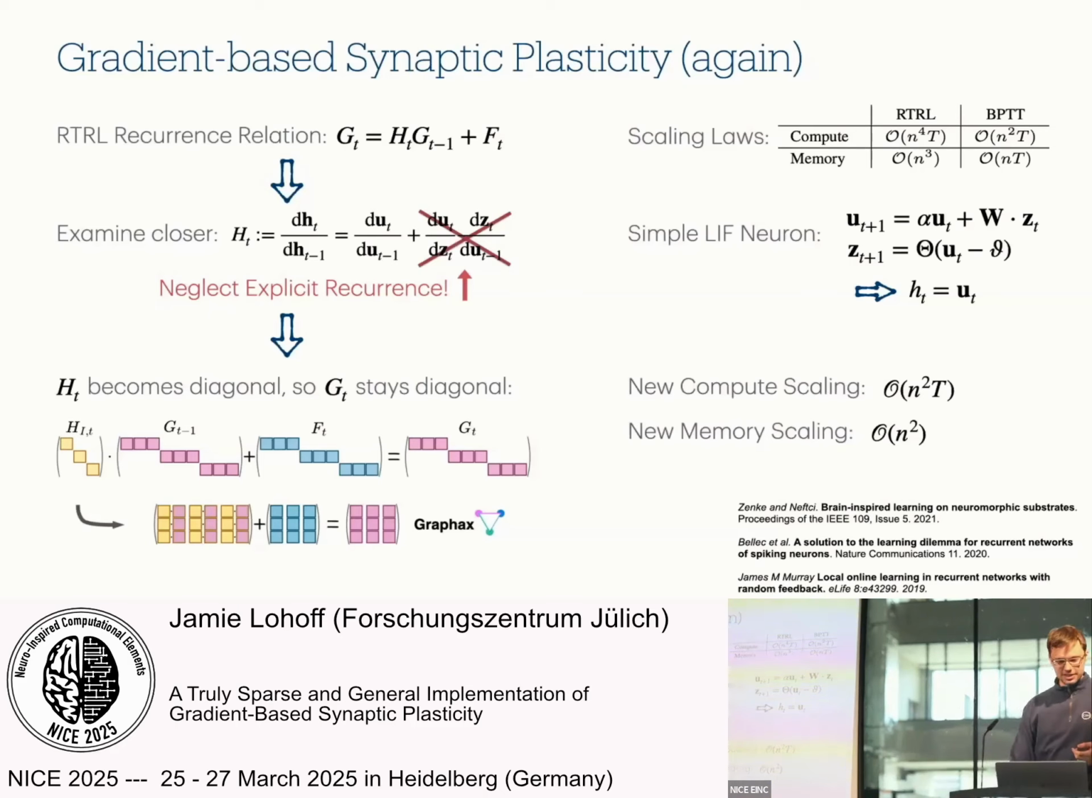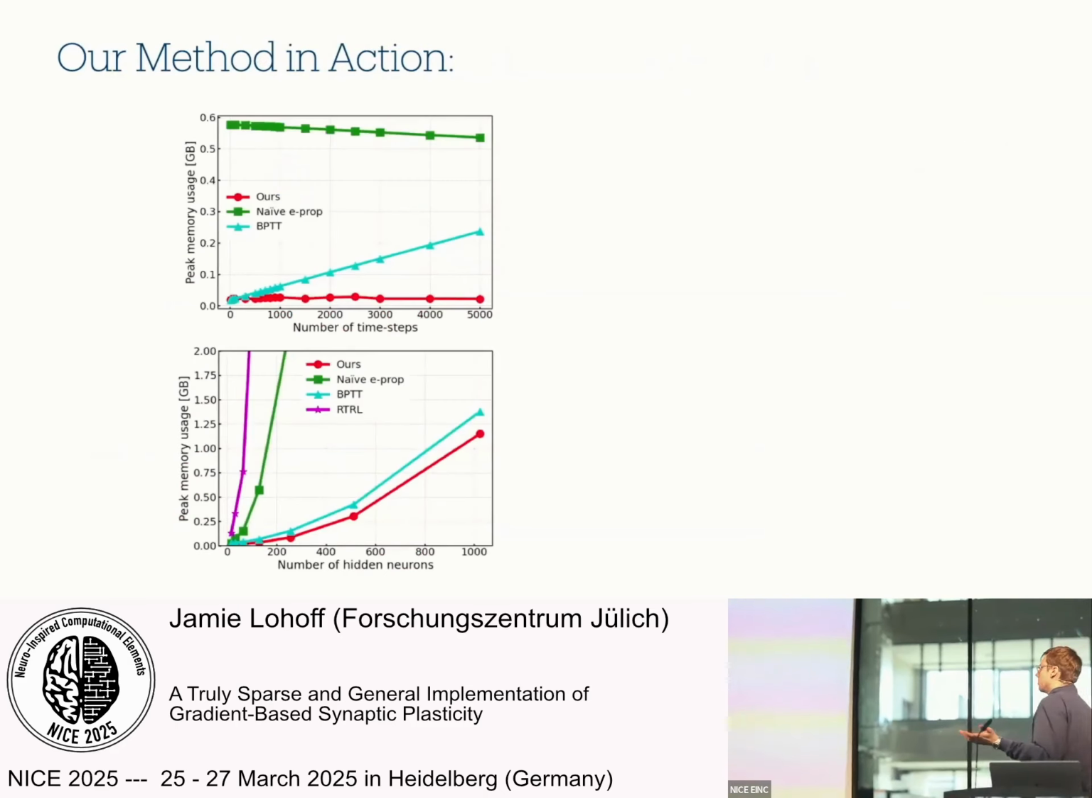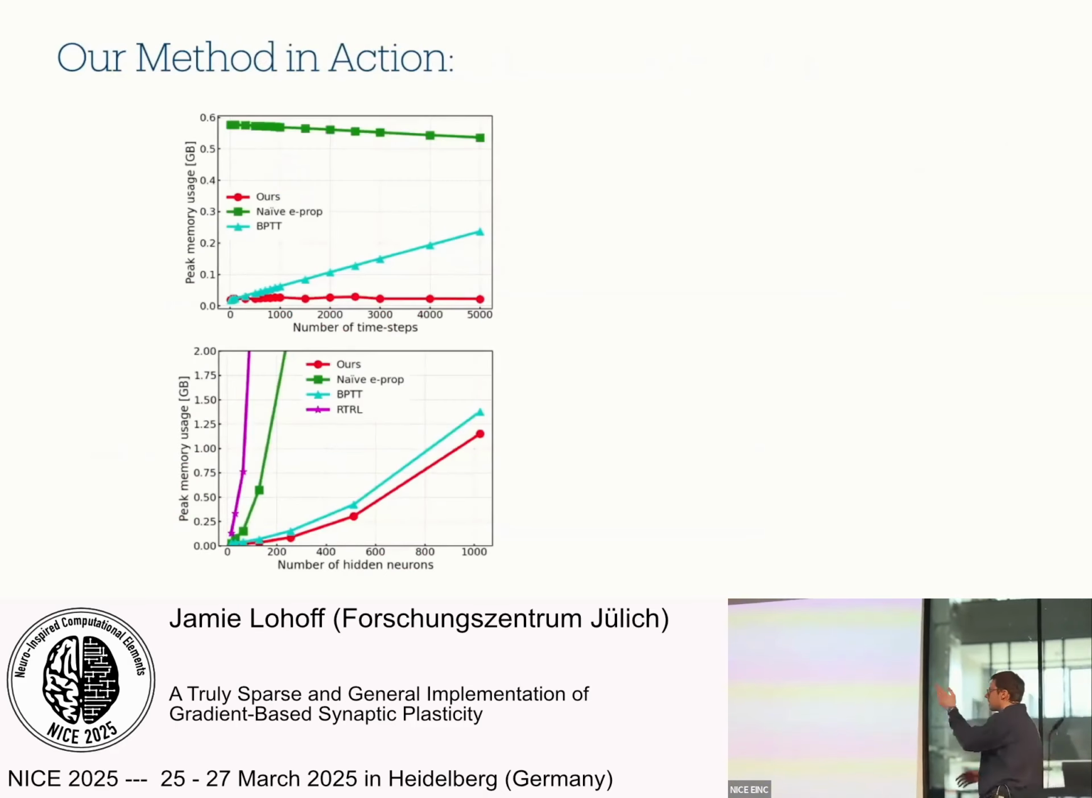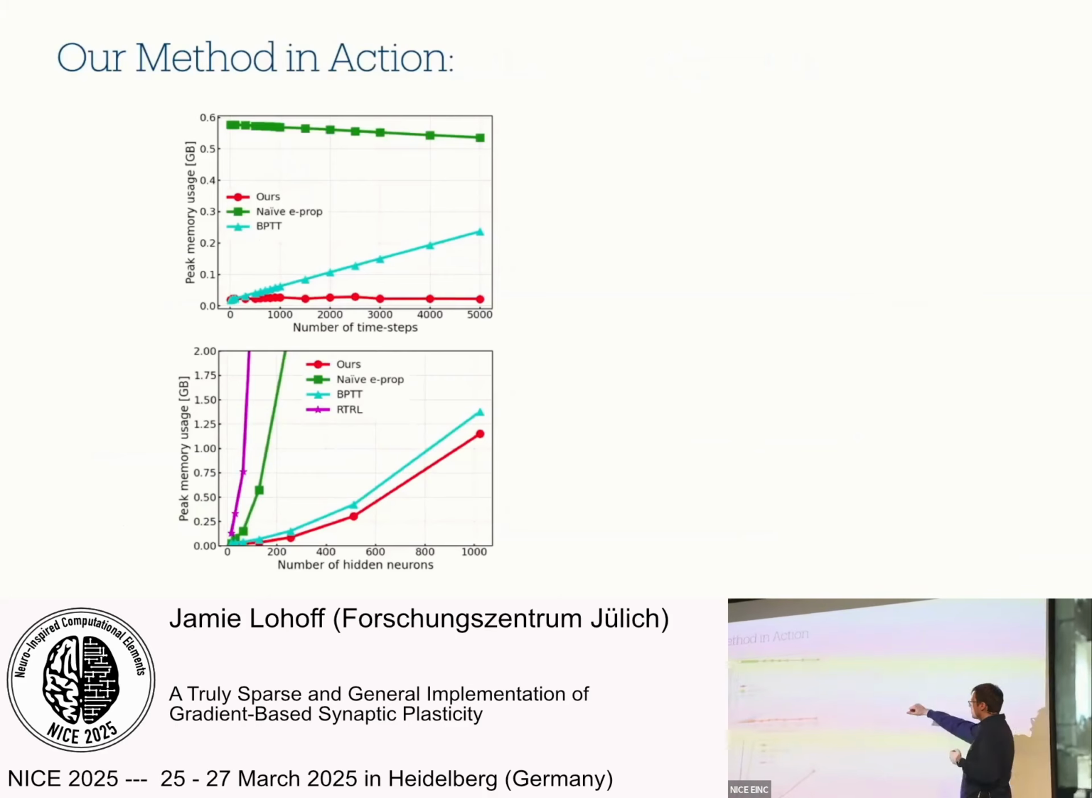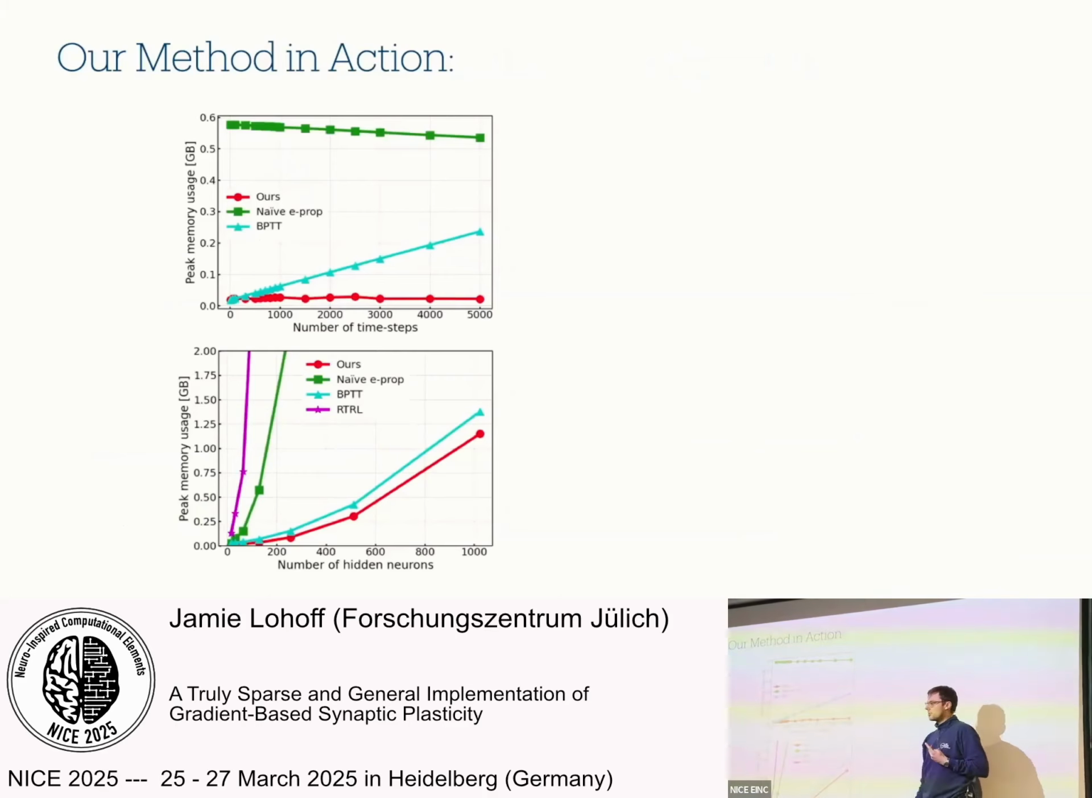So how does this work in practice? If we see our method in action, we look at this plot above there. The green line is naive EPROP. So if you implement it basically by hand, that doesn't scale well. Then we see BPTT has a linear memory scaling as you would expect. And then this is our method. And you see that the number of time steps can basically grow arbitrarily large. It still works. This is for a neural network at scale.